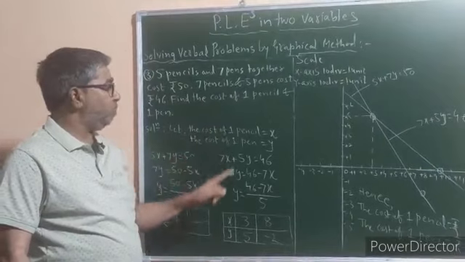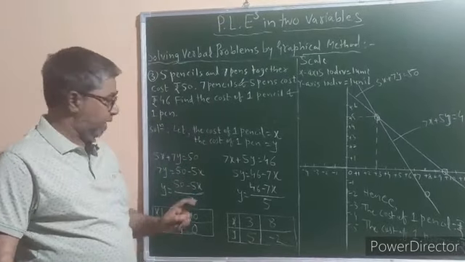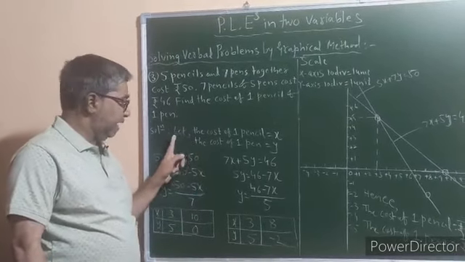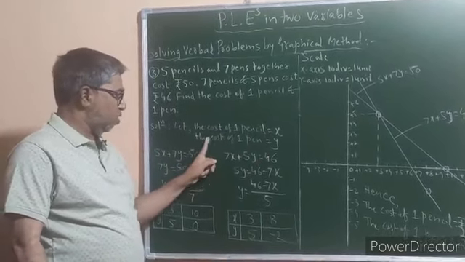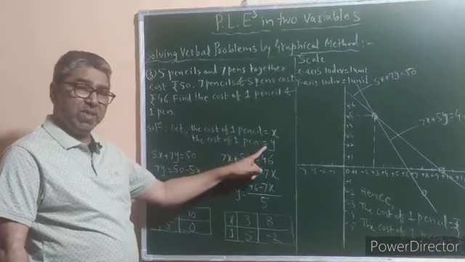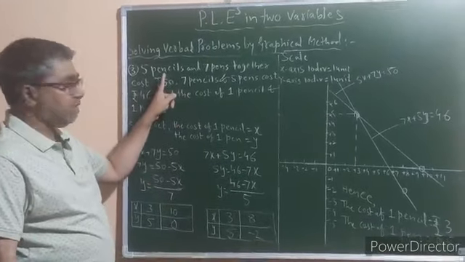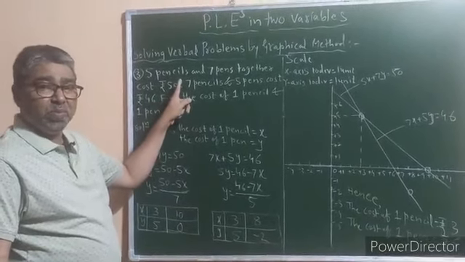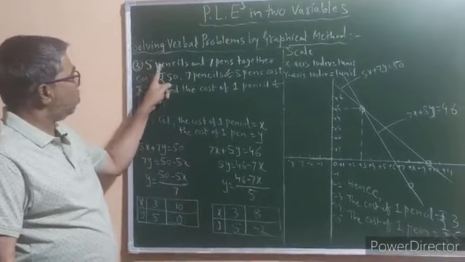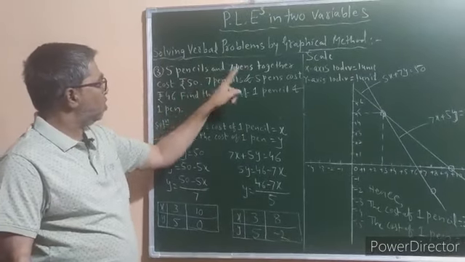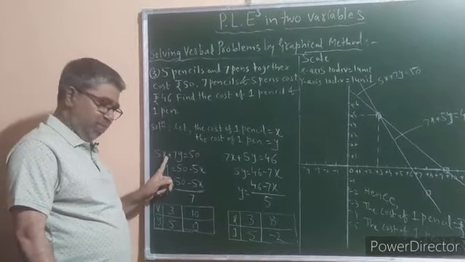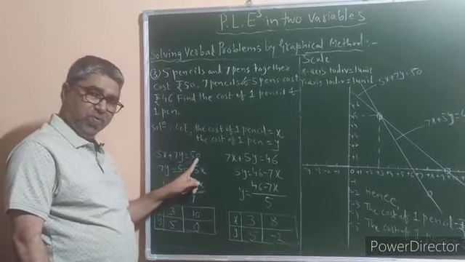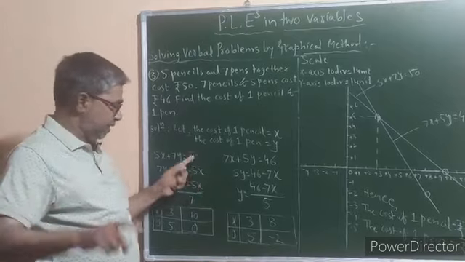Find the cost of 1 pencil and 1 pen. So, solution: let the cost of 1 pencil be rupees x and the cost of 1 pen be rupees y. Read the first sentence and convert it to equation form. 5 pencils and 7 pens together cost rupees 50. 5x + 7y = 50. This is our first equation.